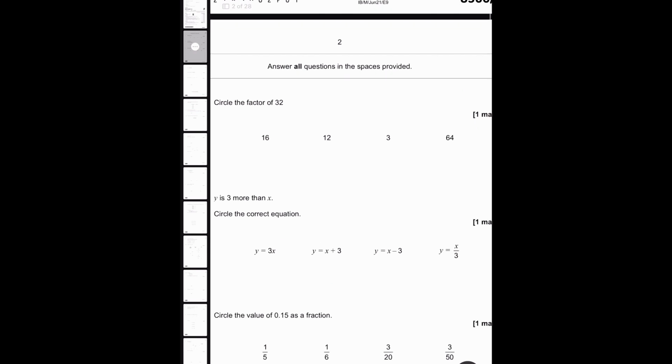The first question is asking us to circle a factor of 32. The first thing to remember is that a factor is always smaller, which rules out 64. We just need to count up in each of the numbers remaining to see which one gives us 32. In this case, it is the first number, which is 16.